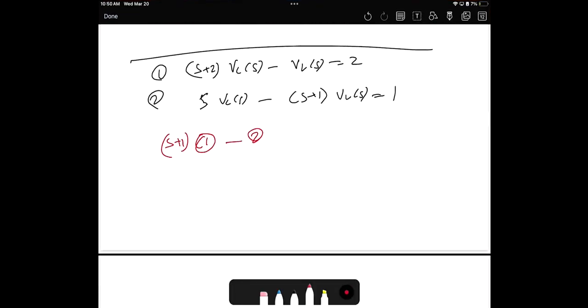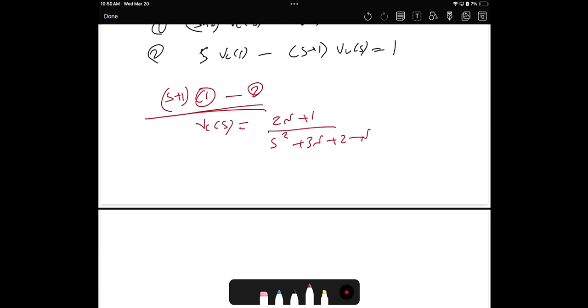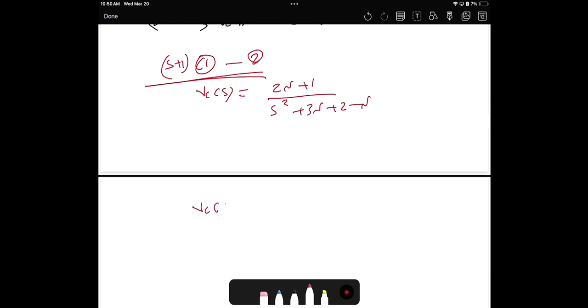Then, after doing this simplification, we can get VC of S to be as 2S plus 1 divided by S squared plus 3S plus 2 minus S. Or in other words, we can say VC of S equal to 2S plus 1 divided by S squared plus 2S plus 2.